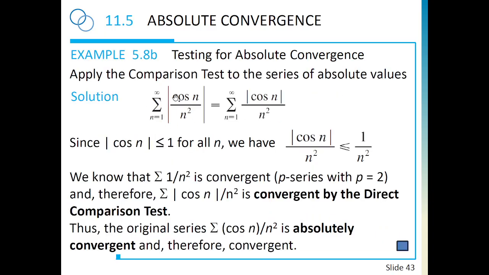So again, we take the absolute value of the term. Now again, the absolute value of cosine n is between 0 and 1. So we'll use this comparison here. Cosine n in absolute value is smaller than 1, so divided by n squared. The series 1 over n squared is a convergent p series with p equal 2, we know that.